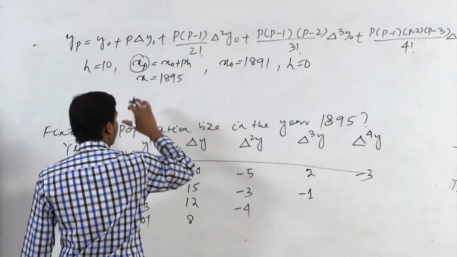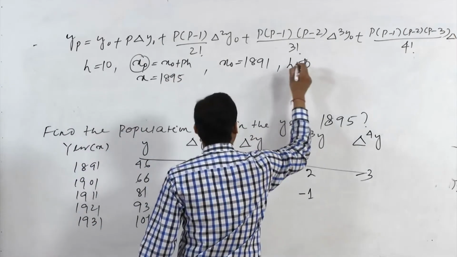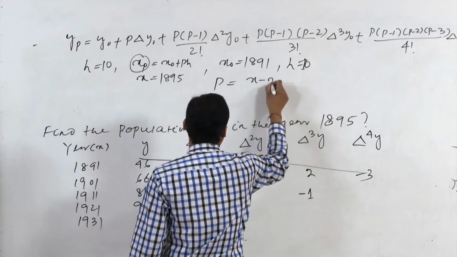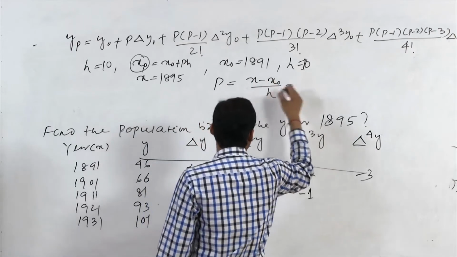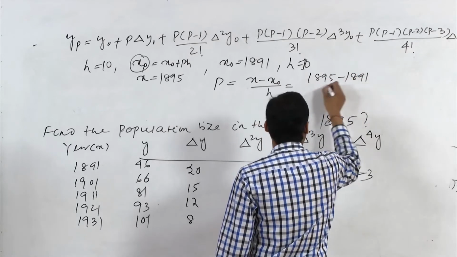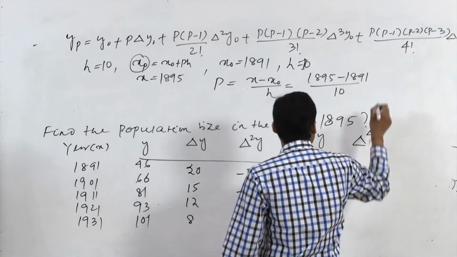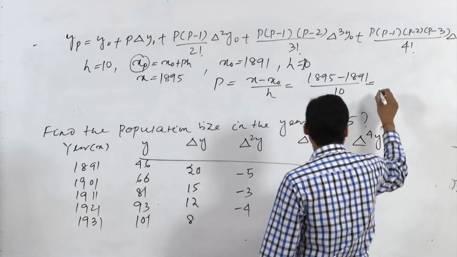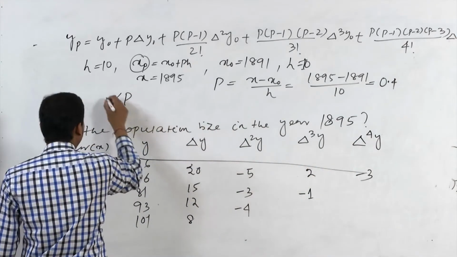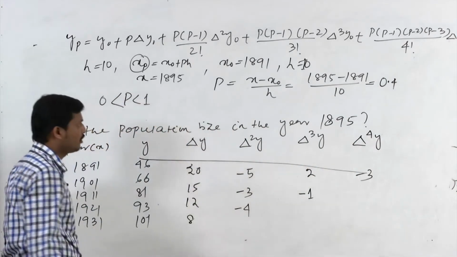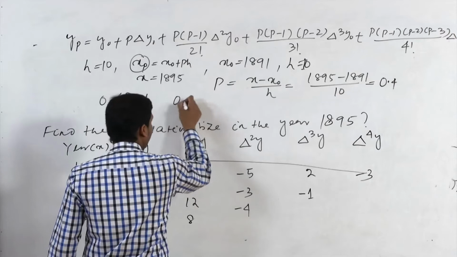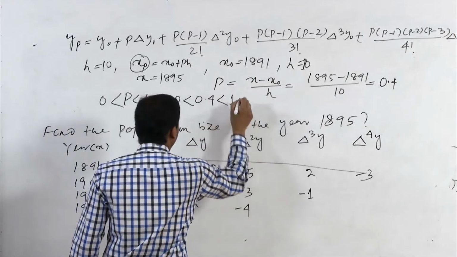So, from these 3 data points, this is 10. From these data points we can compute p as (x minus x0) by h, which can be written as (1895 minus 1891) by 10. The computed value will be 0.4. The p value should lie between 0 and 1 for the application of Newton's forward difference formula, and that condition is satisfied here.